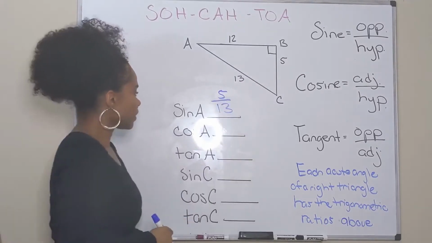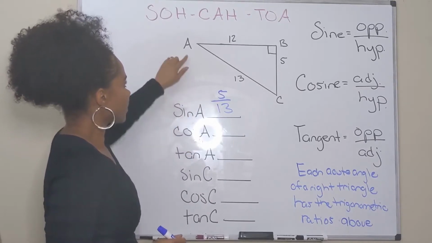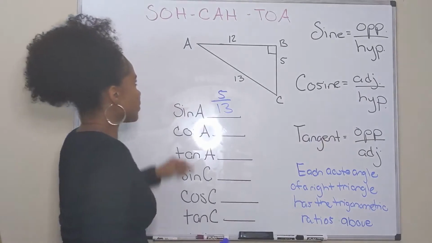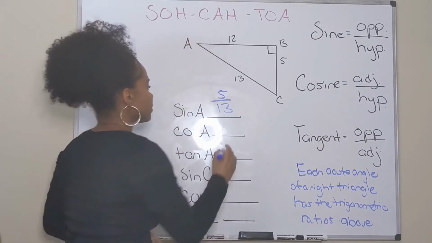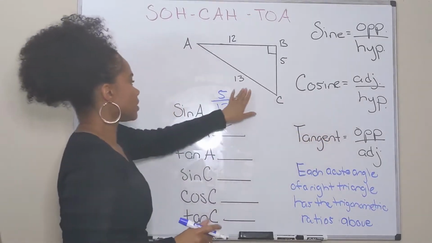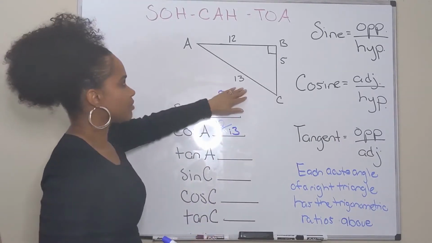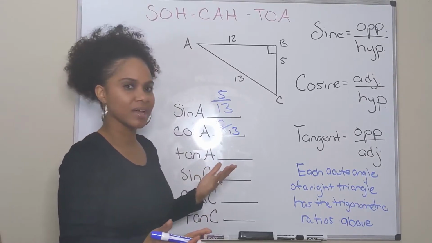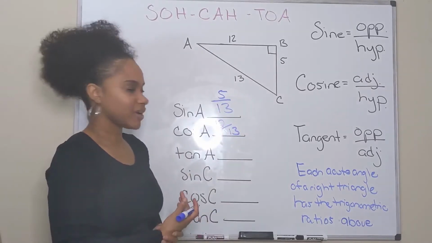So now let's look at cosine of angle A. Cosine is adjacent over hypotenuse. Remember, adjacent is the side that is next to it. So that would be 12 over the hypotenuse, which is 13. And you may ask, isn't the hypotenuse adjacent to angle A? Yes, it is, but when we're looking at the adjacent side, we're only looking at the legs of the triangle and not the hypotenuse.